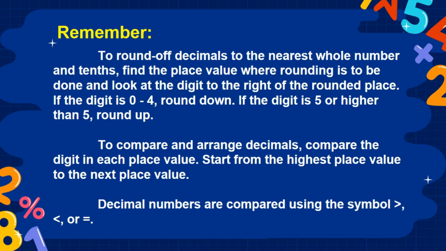Remember, to round off decimals to the nearest whole number and tenths, find the place value where rounding is to be done and look at the digit to the right of the rounded place. If the digit is 0 to 4, round down. If the digit is 5 or higher than 5, round up. To compare and arrange decimals, compare the digit in each place value. Start from the highest place value to the next place value. Decimal numbers are compared using the symbol greater than, less than, or equal.